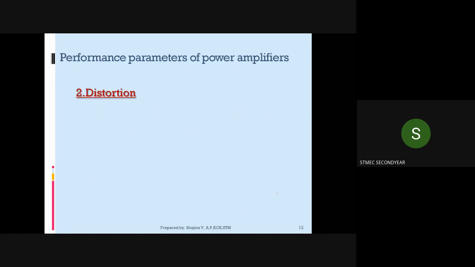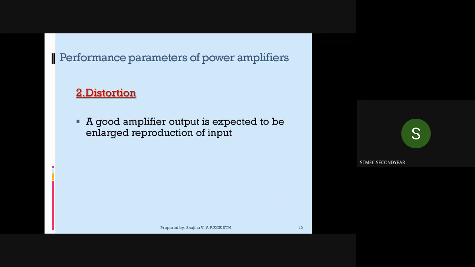And the second one is distortion. So we can say a good amplifier output is expected to be an enlarged reproduction of the input. That means if I am giving a signal like this, I have to amplify the signal, but it should be a faithful reproduction. That is, you have to increase the voltage gain, but the shape should be retained at the output. The voltage value should be increased. That is the purpose of a good amplifier.